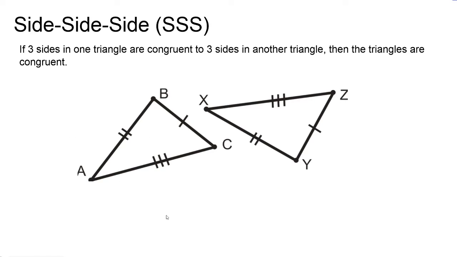So, side, side, side. If three sides of one triangle are congruent to three sides in another triangle, then the triangles are guaranteed to be congruent. So that is the first congruent statement, side, side, side.